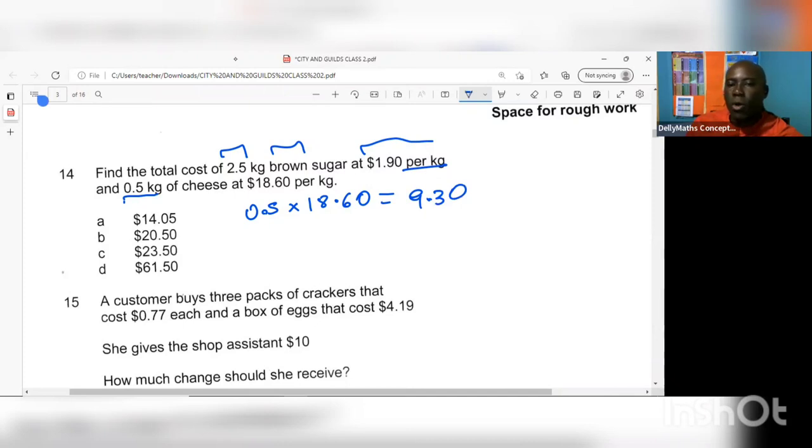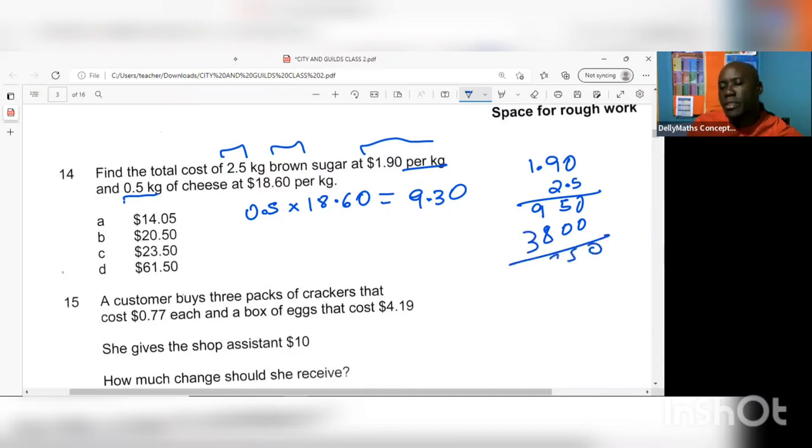So you want to work out $1.90 times 2.5. You want to work out this. So we have 0 again, 18, 31, 21, 13. So you're adding this up. This is a 50, this is 7, and this is 4. All right. And then we have 1, 2, 3 decimal places here.